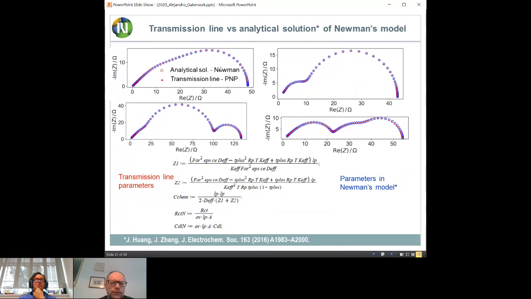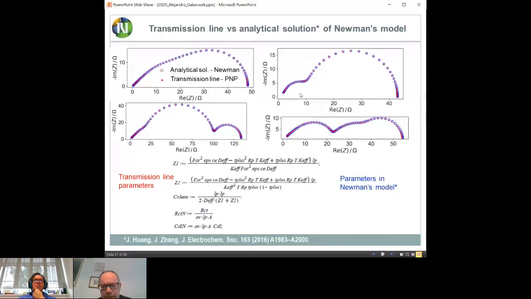and we can compare the predictions of our model with the Newman's model with this analytical solution. This is our transmission line, red and blue, and you can see that you can make some correlations here, like here briefly shown, and you can see that it's the same. So there is no difference in the physics of the Newman model and this PNP model that we're using here for making this transmission line. For different conditions you get different spectra, but there is a very good correlation between them.